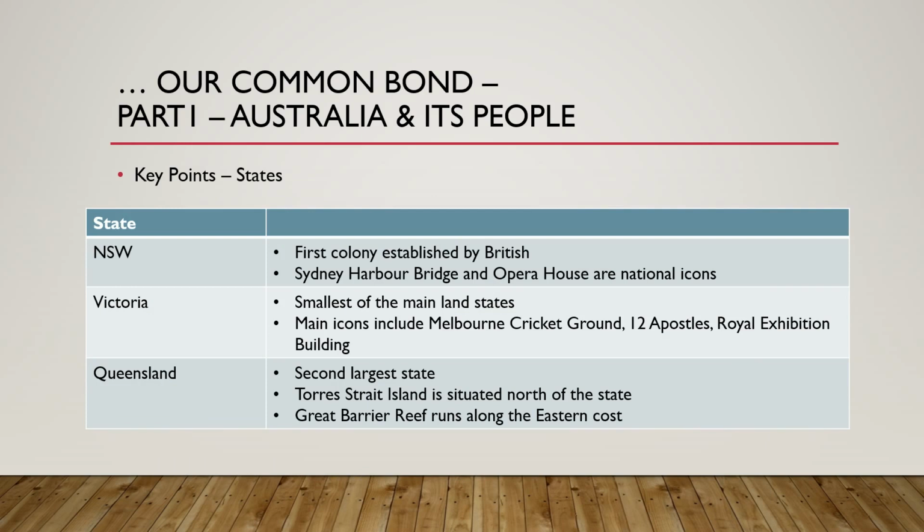Key points about the states. NSW was the first colony established by the British. Sydney Harbour Bridge and Opera House are the national icons. Victoria is the smallest of the mainland states in terms of overall area covered. Main icons include the MCG, Melbourne Cricket Ground, the 12 Apostles and the Royal Exhibition Building. Queensland is the second largest state. Torres Strait Islands are situated north of the state. The Great Barrier Reef is the main icon of Queensland.